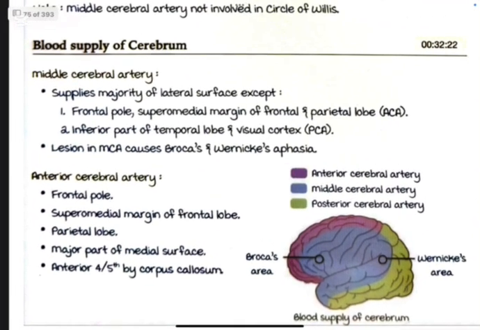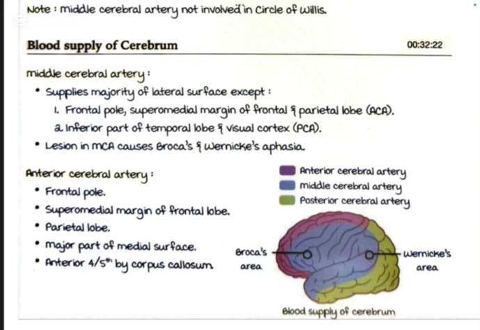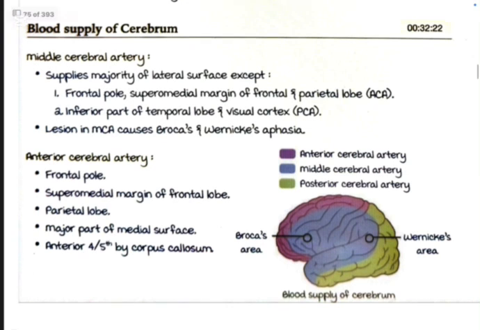Blood supply of cerebrum. Middle cerebral artery supplies majority of lateral surface except frontal lobe, superomedial margin of frontal and parietal lobe, which are supplied by anterior cerebral artery, and inferior part of temporal lobe and visual cortex, supplied by posterior cerebral artery. Lesion in middle cerebral artery causes Broca's and Wernicke's aphasia.